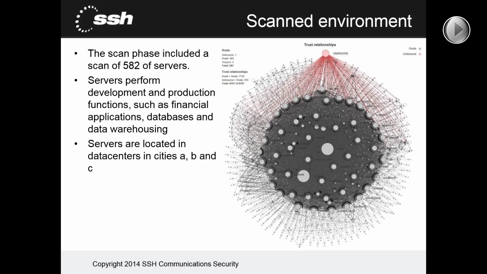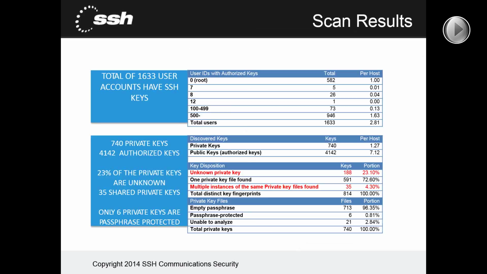And without all that, without the policies, without the monitoring and management, this is what you get. You get a lot of trust relations that are intermingled. It looks like one solid blob there in the middle, but those are actually vectors and connections between servers and hosts. This is just 582 servers. The server platform included development and production functions, application servers, database servers, data warehouse servers, and it was multiple data centers across 3 different cities. And I'll quickly go to the next slide and dive into some of the additional details.